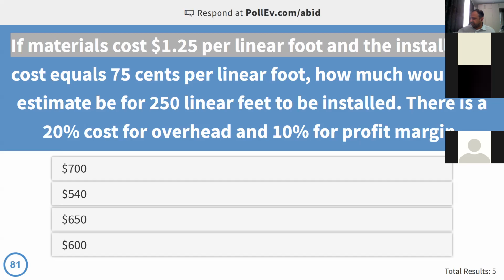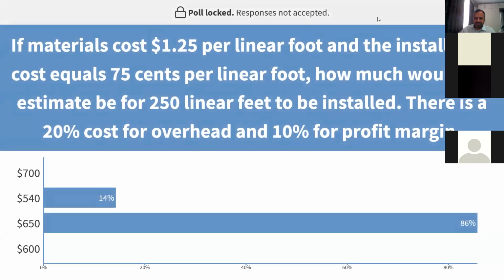Yes, any more answers? Only 7 of you are participating. I would have liked more of you to participate, but anyway, I go to the results. Yes, $6,650. So one of you has answered it incorrectly.